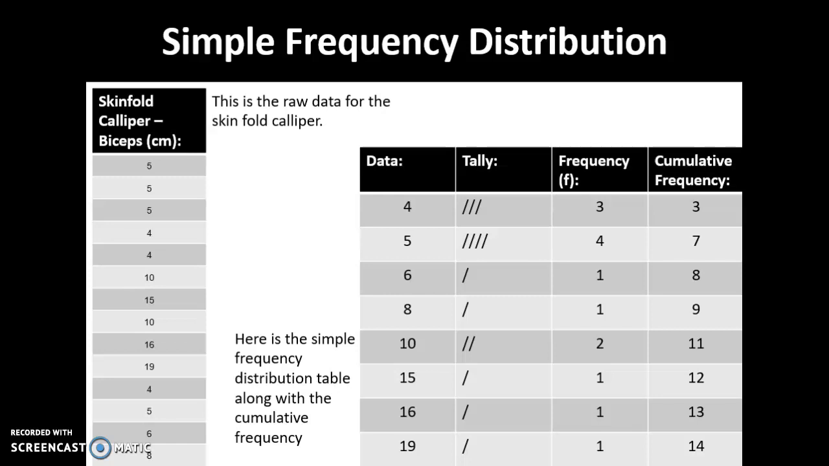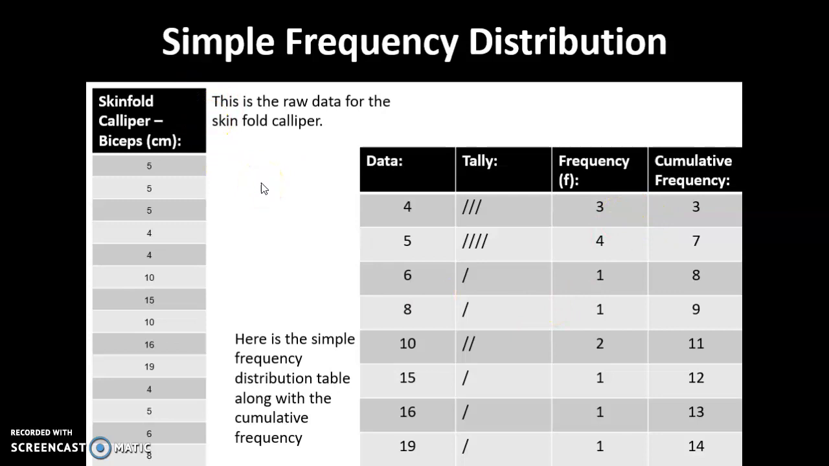So the raw data for the skin fold caliper test on the biceps, as you can see, is in this table here. This data has not been rank ordered, it hasn't been touched at all, it's just been inserted straight in. And then what you do is break down the data. Here in the simple frequency distribution table, along with the cumulative frequency, which I'll explain in a moment, is where you see the frequency and all the others.